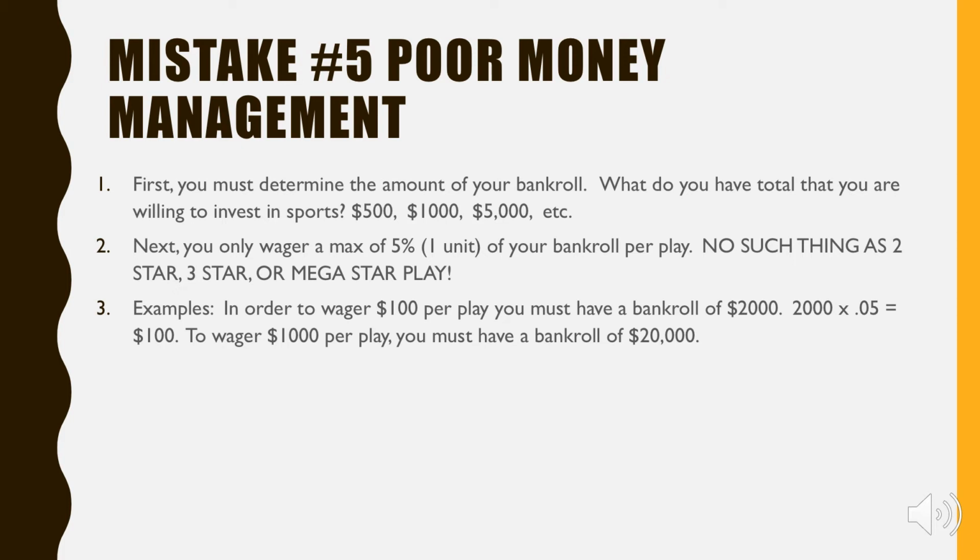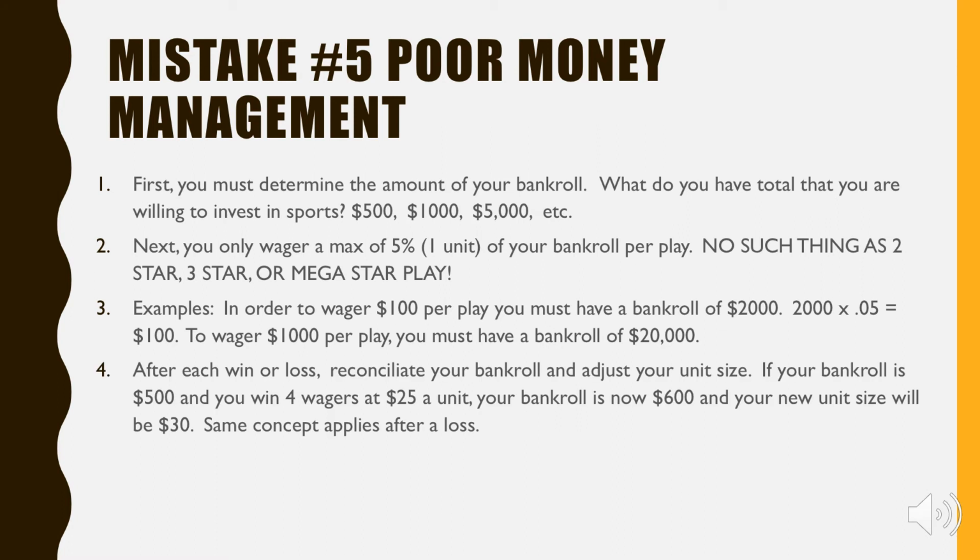So to give an example, in order to wager $100 per play, you must have a bankroll of $2,000. How do you determine that? Simple. 2,000 times 5% is $100. To wager $1,000 per play, you must have a bankroll of $20,000.